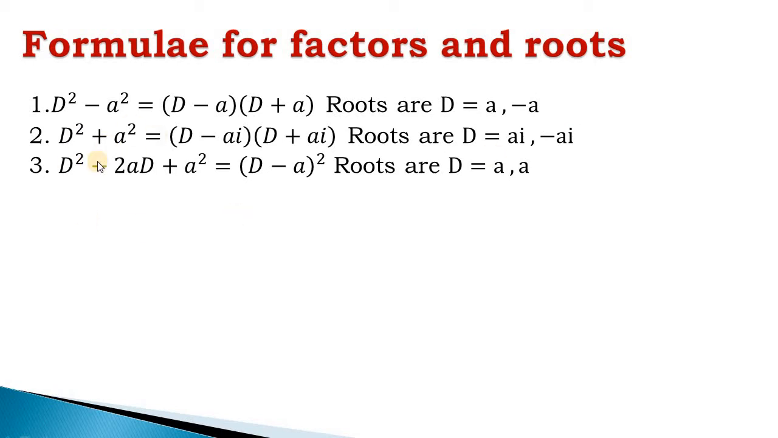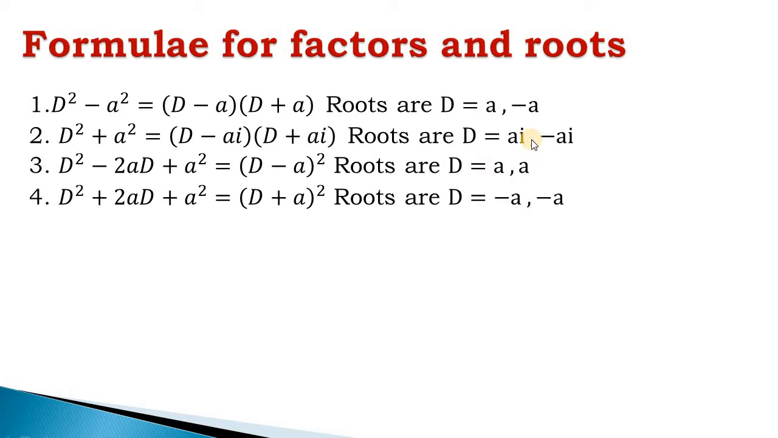Then d square minus 2ad plus a square is the expansion of d minus a whole square. If I equate it to 0, I get d minus a is 0, d minus a is 0. So the root is d equal to a. It occurs 2 times, so the roots are repeated. Similarly, for d plus a whole square, the roots are minus a and minus a.